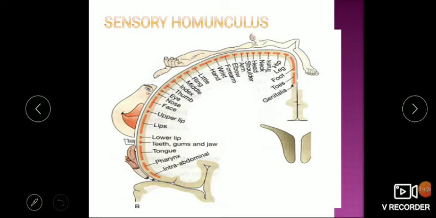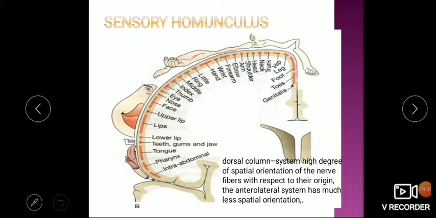So, same representation. But the difference here is that this column, which is going dorsally, has a more special orientation in the sensory cortex as compared to the spinothalamic tract. The dorsal column system has a high degree of special orientation of the nerve fibers with respect to origin. The anterolateral system has much less special orientation. The reason is that they are carrying very important sensation for life.